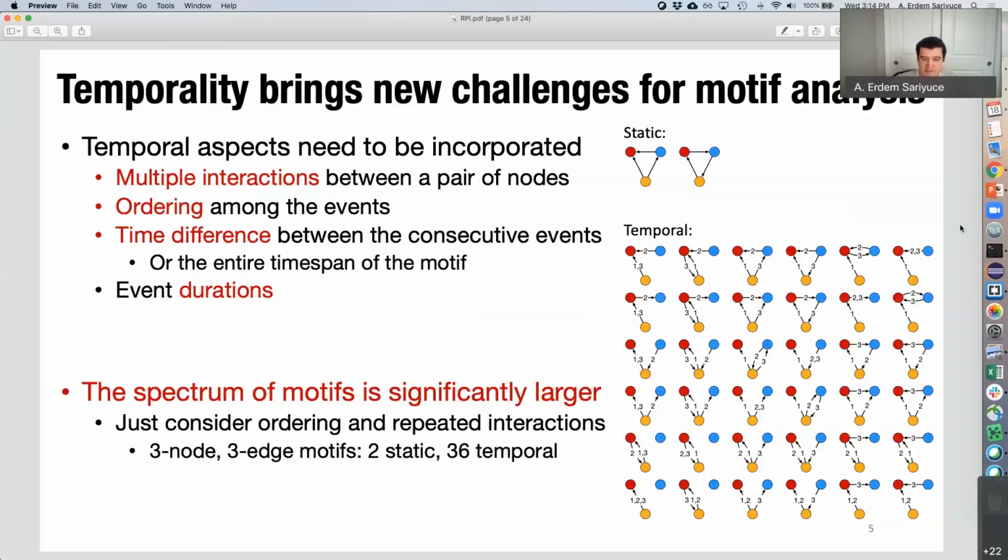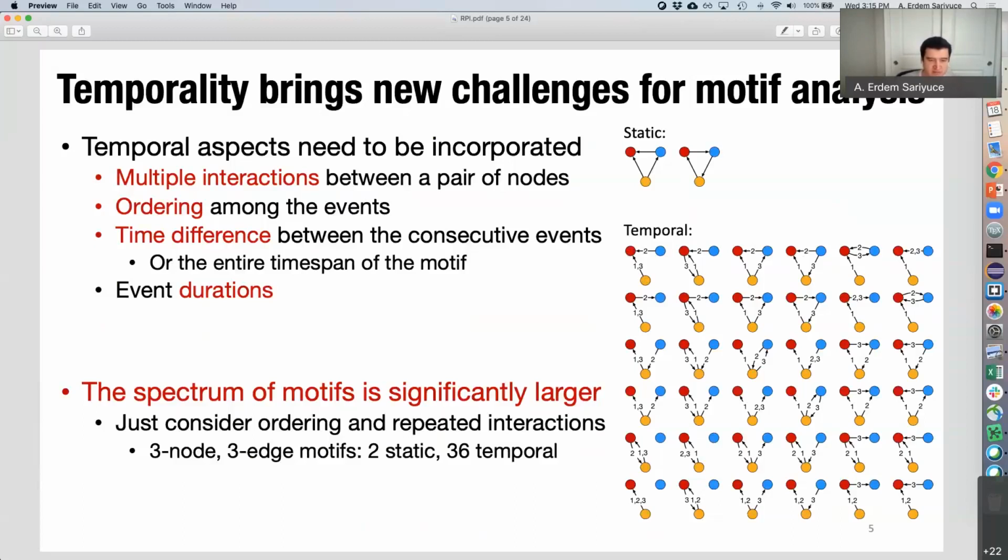But in the temporal sense, you have 36 possibilities if you limit yourself to 3 nodes and 3 edges. So those are basically the number of things you can have in the temporal context. And the numbers here show the ordering of the edges. For this one, 1, 3, 2 means the yellow node sends something to the red one first, and then blue sends something to red second, and then yellow sends something to red third. This is the way we denote the temporal motifs.